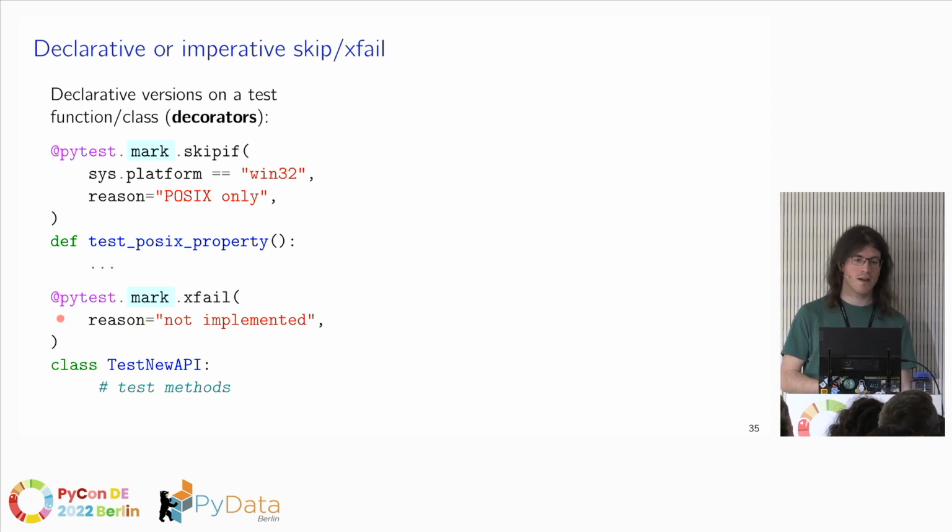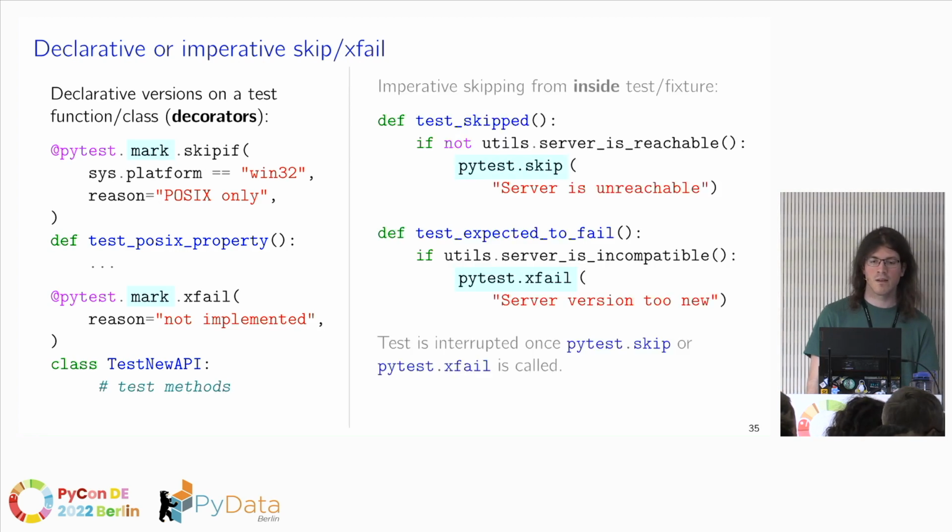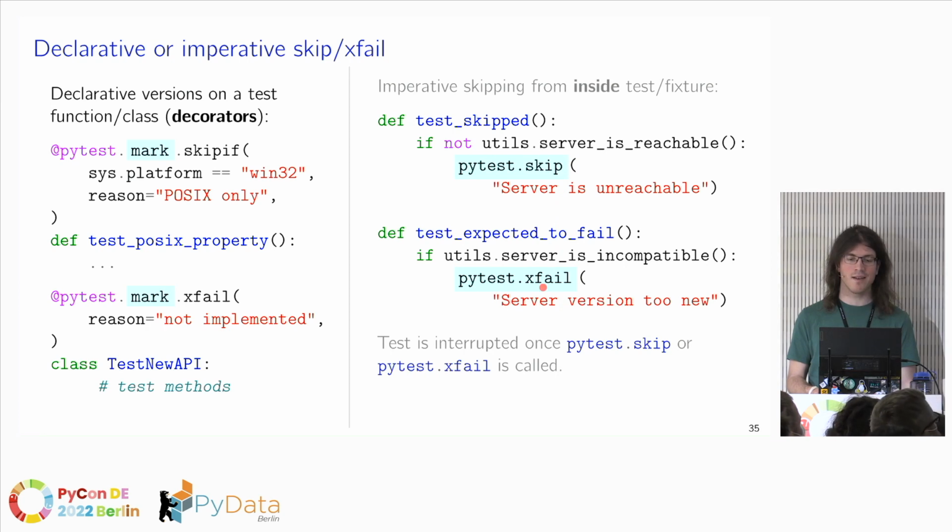As you can see here, we can apply those marks on both functions, but also on test classes, and it will just apply on every test in this class. On the other hand, there is imperative skipping, where we call pytest.skip or pytest.xfail inside the test function as a function call. That's normally done if you have some kind of more elaborate logic. Maybe we want to try to reach a server, and if it's not reachable, we want to skip the test. So that's not something we could do in a good way as part of this condition in the marker in here. So that's where we would use this imperative way.